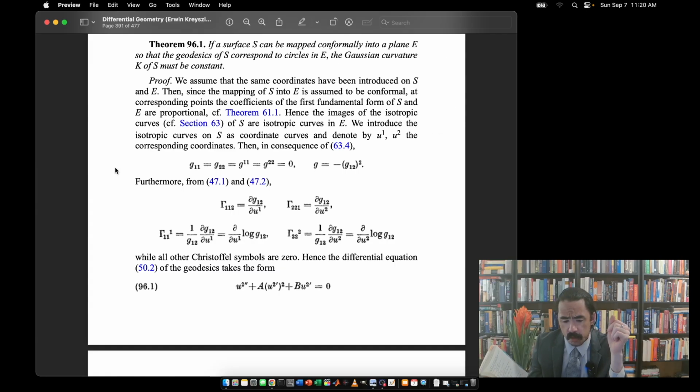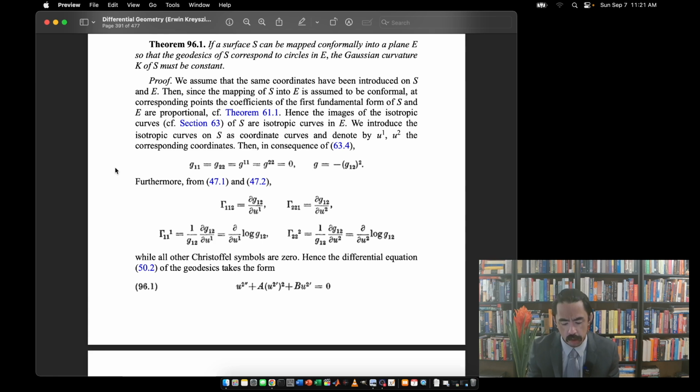Furthermore, from the definition of Christoffel symbols of the first kind and Christoffel symbols of the second kind, we have Christoffel sub 112 equals partial g sub 12 partial u1, Christoffel sub 221 equals partial g sub 12 partial u2, Christoffel sub 11 superscript 1 is equal to 1 over g sub 12 times partial g sub 12 partial u1, which equals partial with respect to u1 of the logarithm of g sub 12. And finally, we have Christoffel sub 22 superscript 2 is equal to 1 over g sub 12 times partial g sub 12 partial u2, which is equal to partial with respect to u2 of the logarithm of g sub 12, while all other Christoffel symbols are 0.